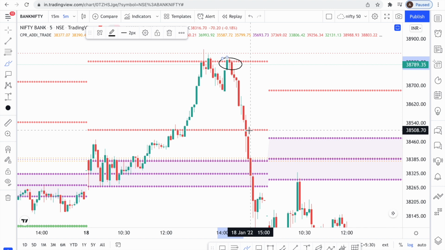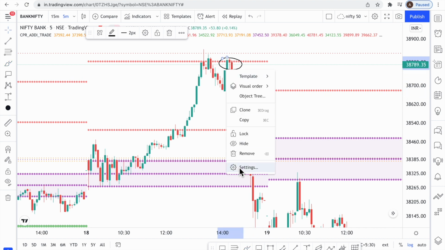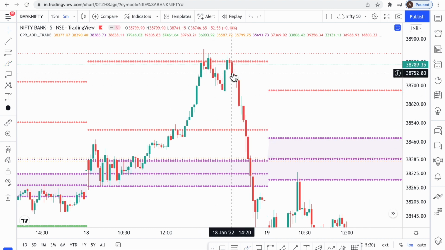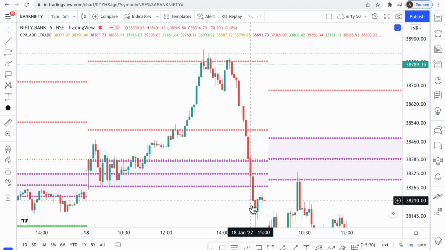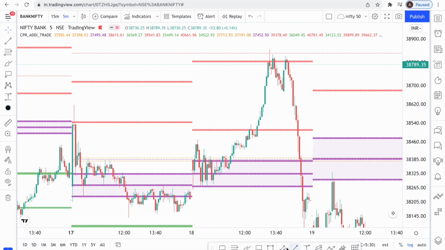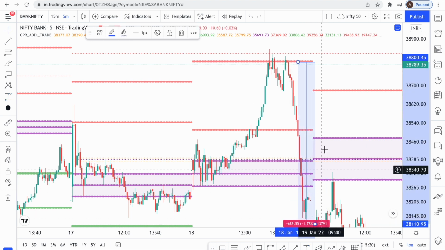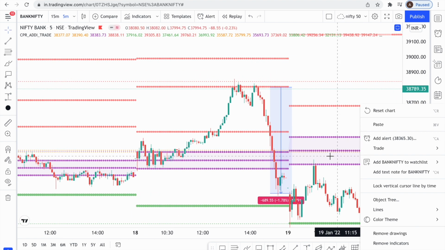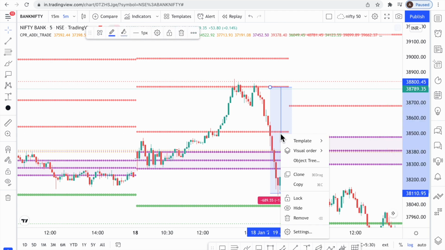The best was if we had waited, and again here we formed this evening star kind of pattern and then started falling. So this was a fall of almost 600 points. In option buying, if you can capture even half of this, it's more than enough. You don't have to wait for the entire trend to take place.